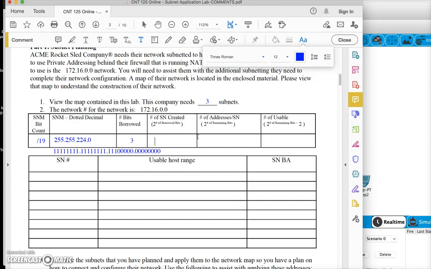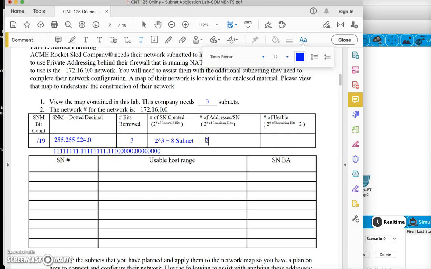And right here, if I do 2 to the 3 bits borrowed, there it is, 2 to the 3 bits borrowed, I'm going to get 8 subnets. Now how many bits do I have left? 8, 9, 10, 11, 12, 13. I have 13 bits left.